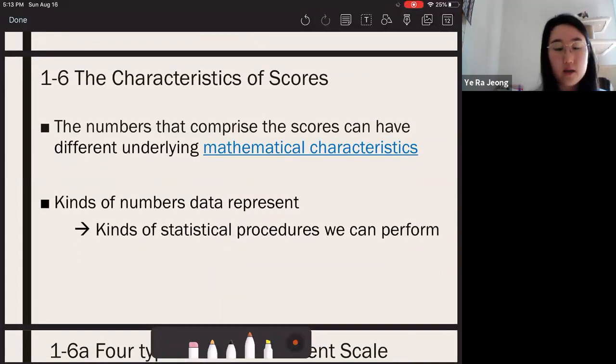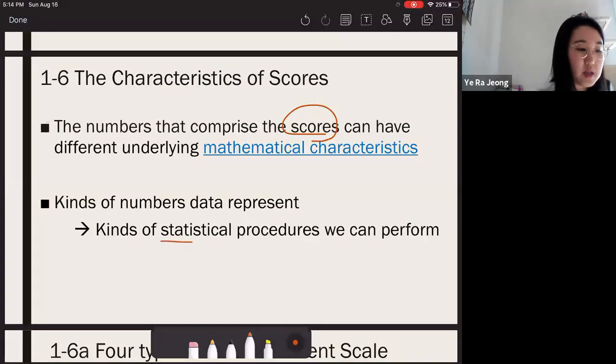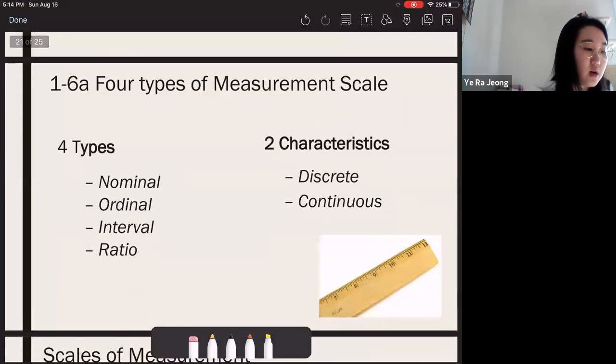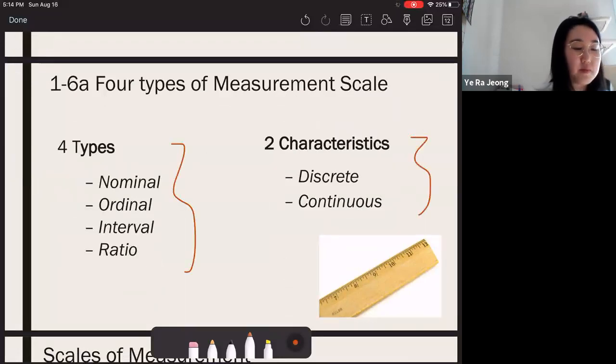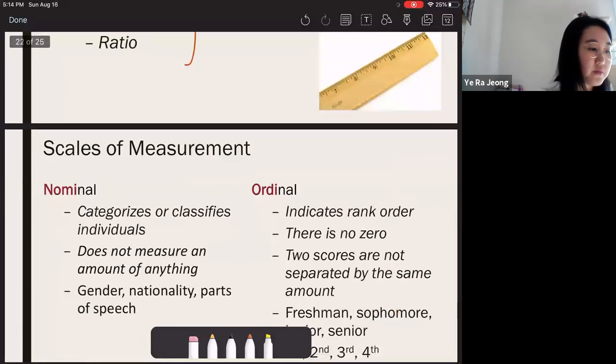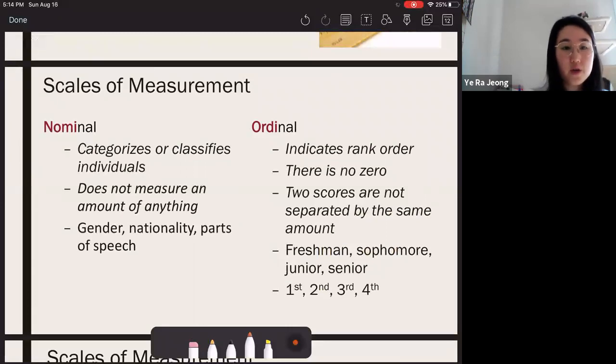When you collect data, you have scores, right? And those scores will have different mathematical characteristics. And depending on the types of mathematical characteristics they have, again, it determines the types of statistical procedures you can perform. And there are 4 types of measurement scale and 2 characteristics of the measurement scale that we're going to go over. First, nominal, ordinal, interval, and ratio.